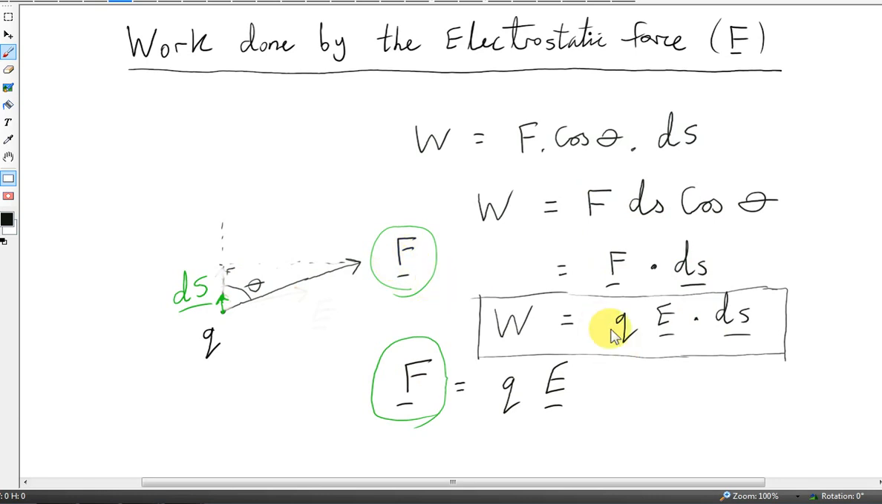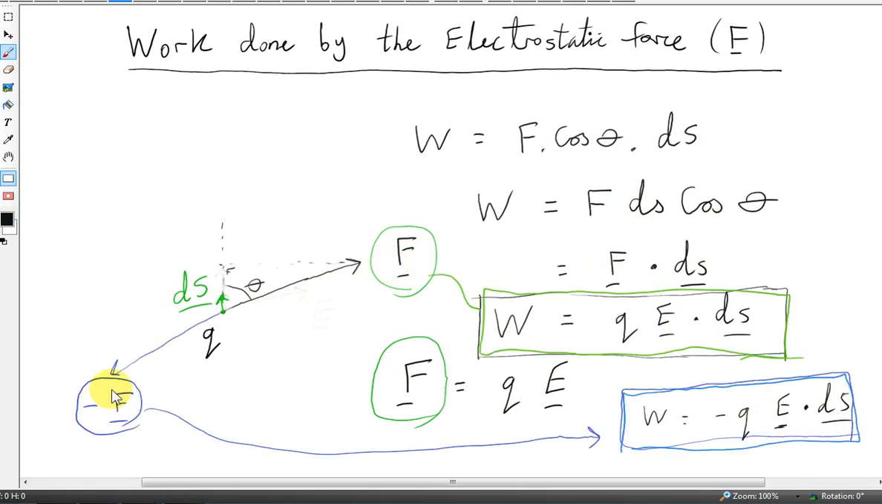Now, you will often see a minus sign in front here. You might see the work done written like this. It's important to realize that this is not the work done by vector F. It's actually the work done by a force that's opposite in direction but equal in magnitude to vector F. So here is vector minus F. This is a force that counteracts the electrostatic force acting on the charge Q.